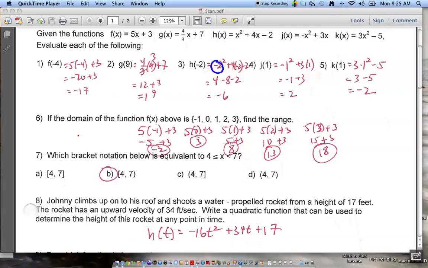Okay, is there anything else on numbers 1 through 8 that's giving you a hard time? Can I go forward 2 more questions?